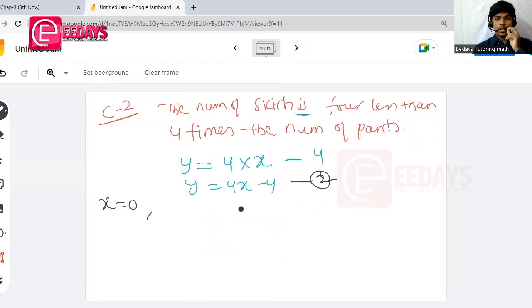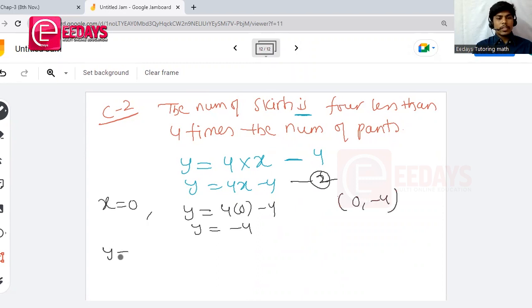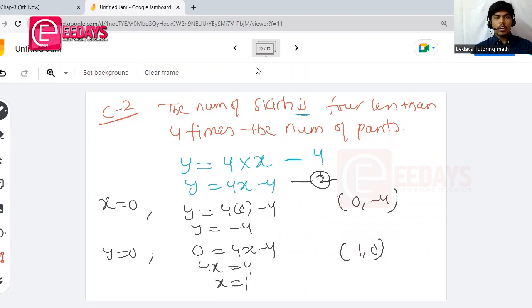So now let's do it. If x is equal to 0, y is equal to 4 into 0 minus 4, that is 0 minus 4 you'll get. The new point I got is 0 comma minus 4. And if y is equal to 0, then 0 is equal to 4x minus 4. So 4x is equal to 4. We transfer to the other side, it becomes plus, x is equal to 1 I got. So I got 1 comma 0. Okay, we got the 4 points.